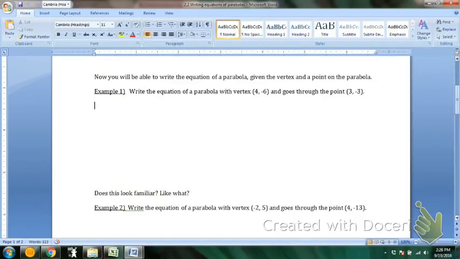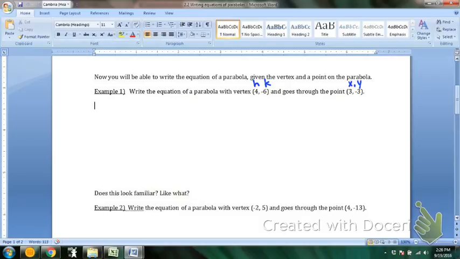Step number 1. First it says, write the equation of a parabola with a vertex 4, -6, and it goes through the point 3, -3. So the first thing I'd like to do is label. This is my h value, this is my k value. Remember, h and k are the special x and y coordinates of the vertex. And then they gave me this point over here, and I'm going to call it x, comma, y. All right, that's just a regular old point.